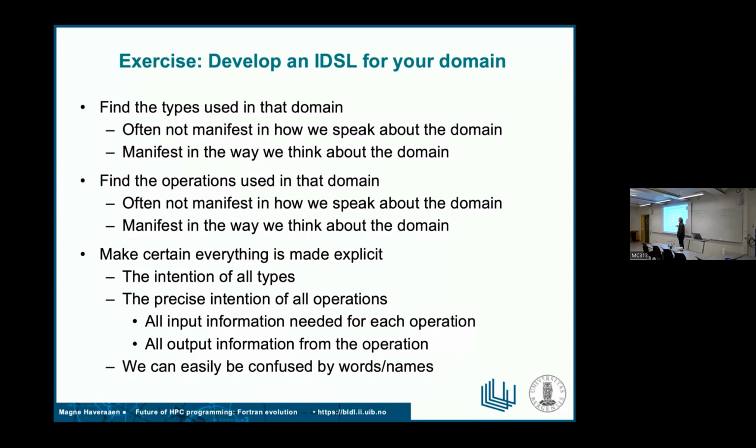So make everything explicit, because that turns out to simplify things. Describe the precise intention of all operations in the same way as we should describe the precise intention of the types. Describe all input information needed. Often you omit some because they're easily implied, but make everything explicit. And also make very clear what the output is, what needs to be computed.